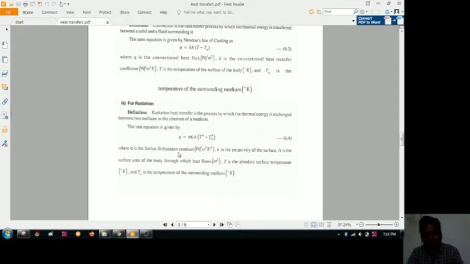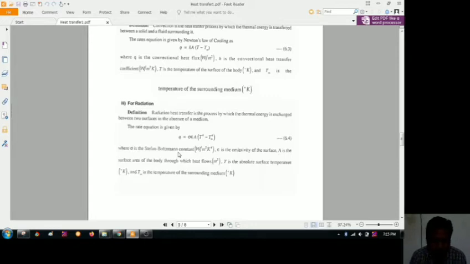And then one more topic is radiation. Radiation is the heat transfer process by which thermal energy is exchanged between two surfaces in the absence of a medium, right? The rate equation is given by Q is equal to sigma into epsilon into A into temperature to the fourth power, so it's the fourth power, not the order. That is, Q is equal to sigma epsilon A into T to the fourth power minus T infinity to the fourth power.